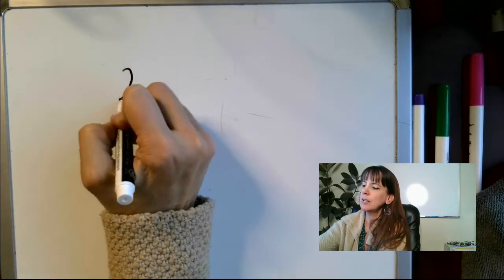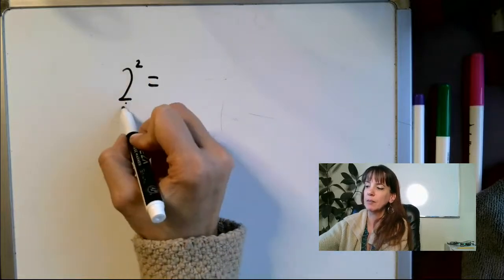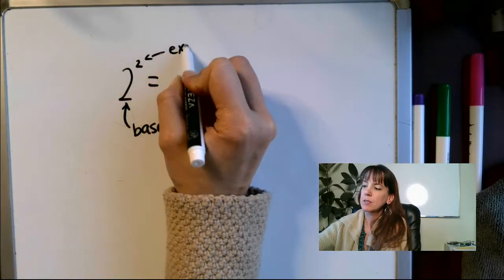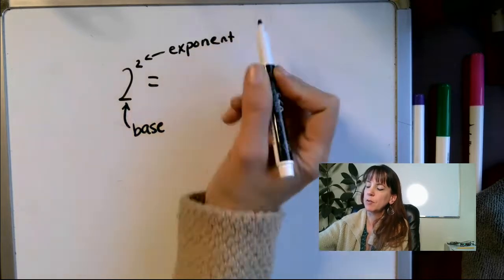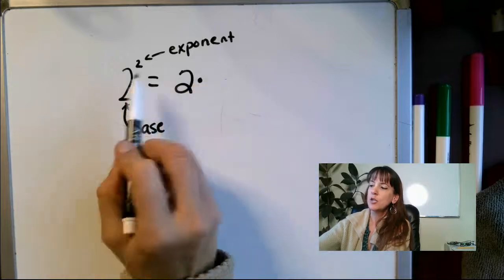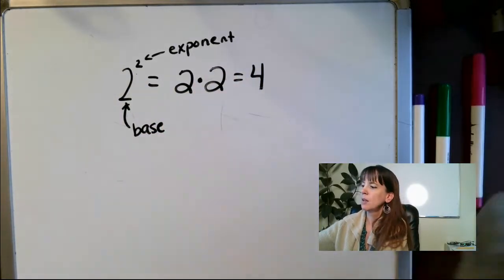Exponents are these little tiny numbers that are up here. And what that is saying is, this is the base, okay, this is your base. This is your exponent. And what that is saying is, hey, we're going to do this base 2 times. So 2 times 2, which gives us 4.